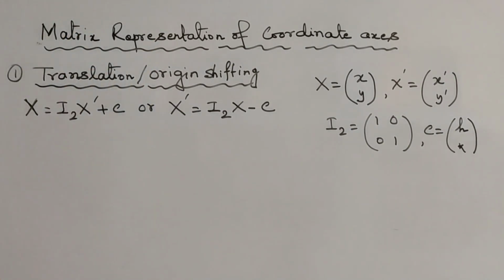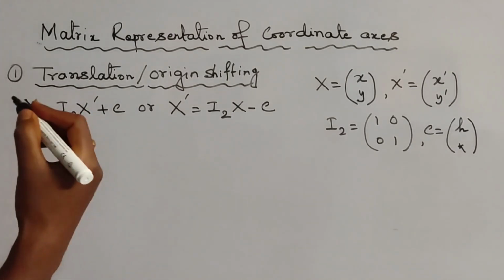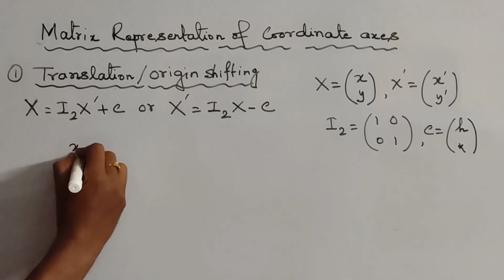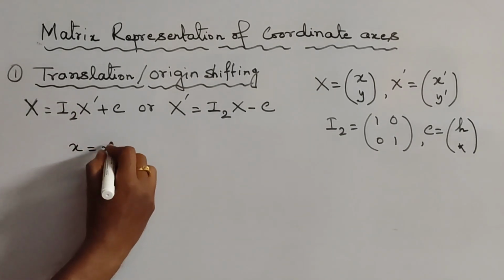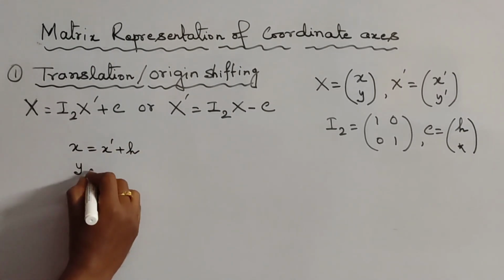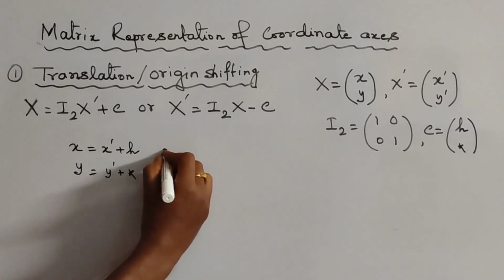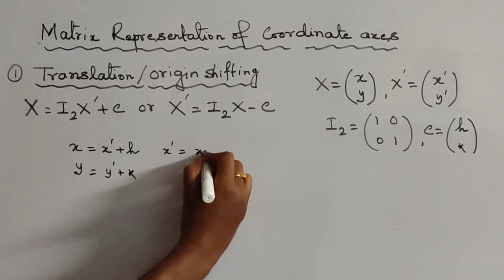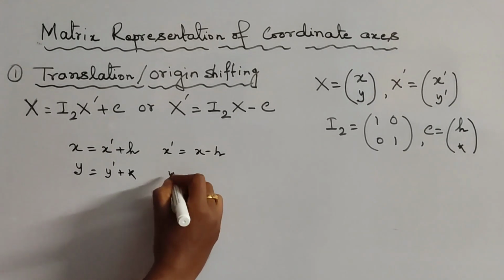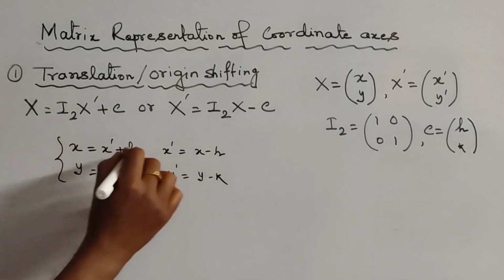What is translation? We all know the formula of translation: x is equal to x dash plus h, and y is equal to y dash plus k, or x dash is equal to x minus h, and y dash is equal to y minus k.